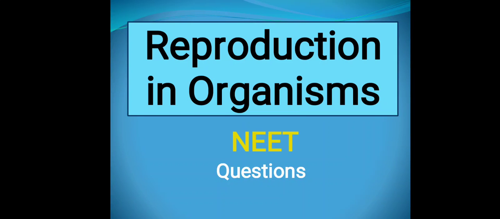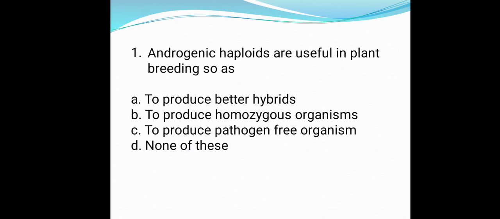Today I am going to solve a few of the NEET questions of the chapter Reproduction in Organisms. Let us see the first question. Androgenic haploids are useful in plant breeding. So our options are to produce better hybrids, to produce homozygous organisms, to produce pathogen-free organism, or none of these.